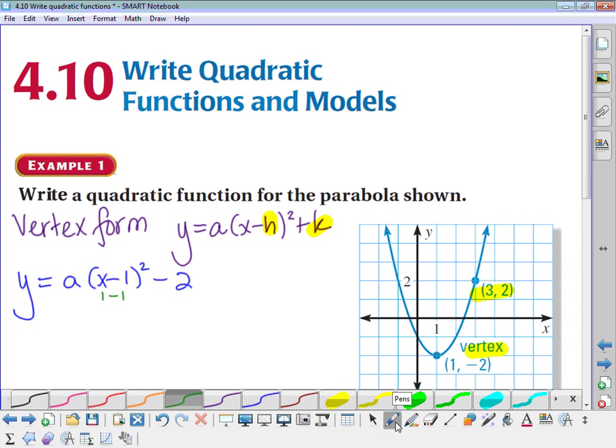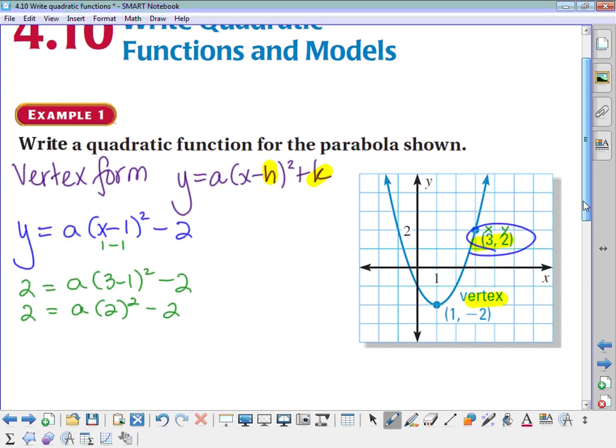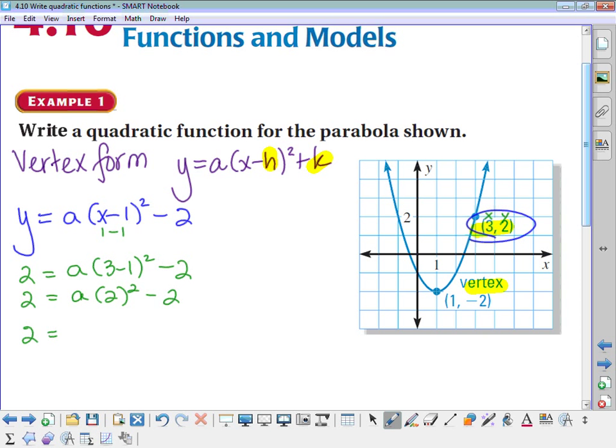So to do that, I'm going to use the second point that they gave me. And where the x is, I'm going to put a 3, and where the y is, I'm going to put a 2. So 2 equals a times 3 minus 1 squared minus 2. And then I simplify it. 3 minus 1 is 2, so 2 squared. And then 2 squared is 4, so I have 4a minus 2. And then adding 2 to both sides, I get 4 is equal to 4a, and so that means that a has to equal 1. So my equation is y equals 1 times x minus 1 squared minus 2.